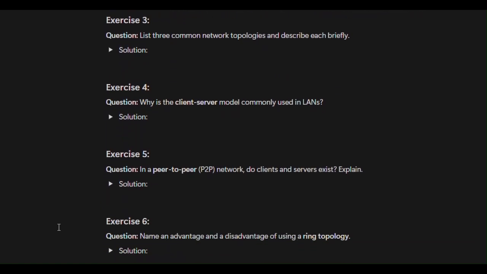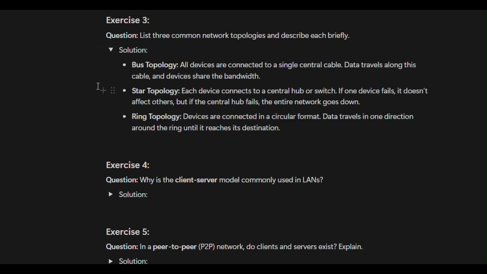Exercise 3. List 3 common network topologies and describe each briefly. We have the bus topology. All devices are connected to a single central cable. Data travels along this cable and devices share the bandwidth. The star topology. Each device connects to a central hub or switch. If one device fails, it doesn't affect others, but if the central hub fails, the entire network goes down.